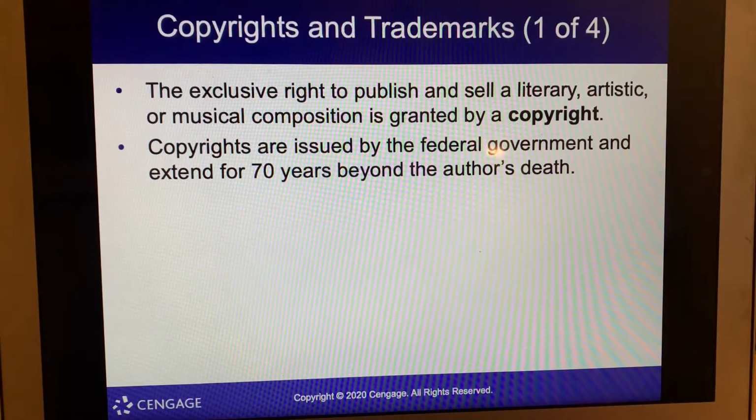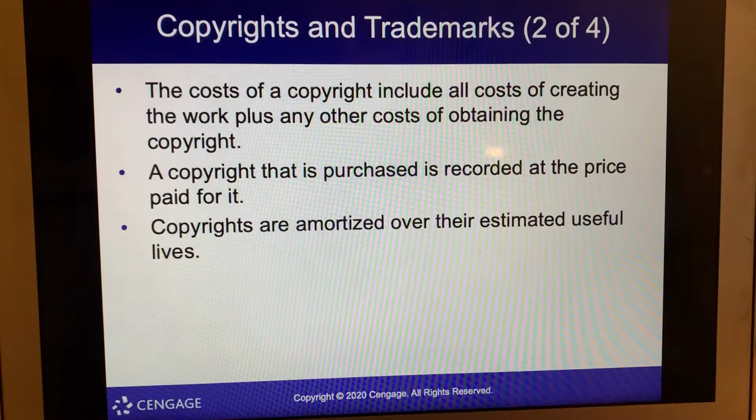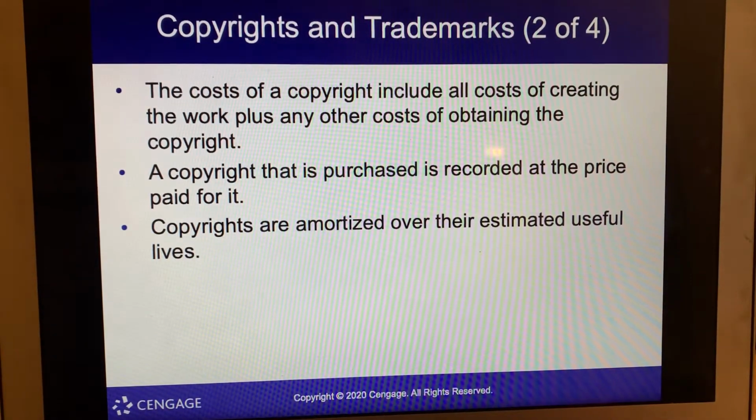The exclusive right to publish and sell a literary, artistic, or musical composition is granted by copyright. Copyrights are issued by the federal government and extend for 70 years beyond the author's death. The costs of a copyright include all costs of creating the work, plus any other cost of obtaining the copyright. A copyright that is purchased is recorded at the price paid for it. Copyrights are amortized over their estimated useful lives.